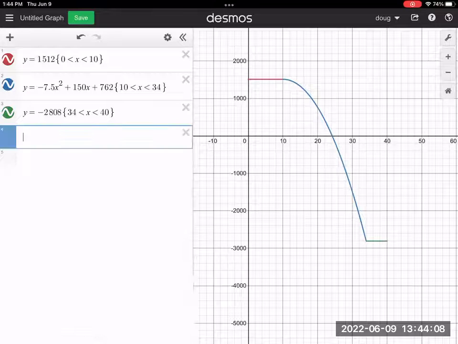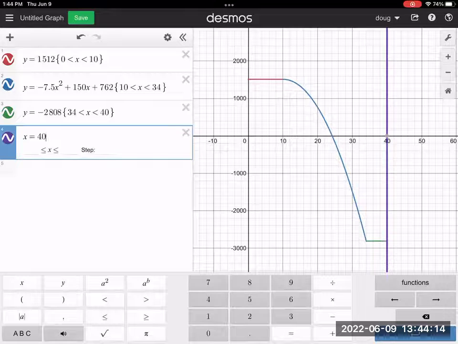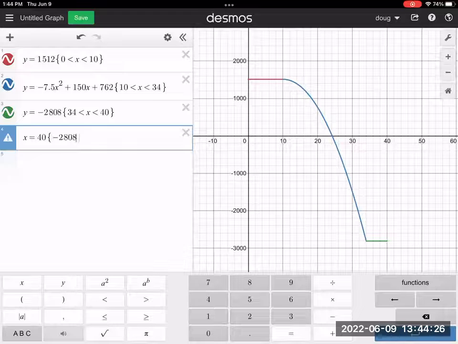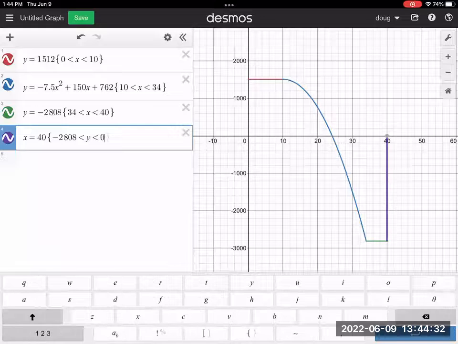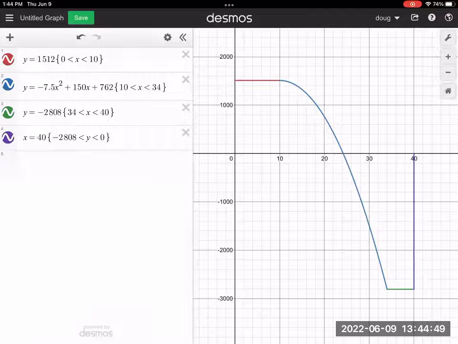So actually, the part that's missing is if I went over here and said x equals 40 vertically, but then said I would like the y values to stay between 0 and negative 2808. So negative 2808 less than y less than 0. I would have just drawn that with a pencil, but that's the diagram now. Notice it's not labeled. I really need to see the 2808 and the 1512 there. That's not good, but it's kind of cool because it's smoothly connected.